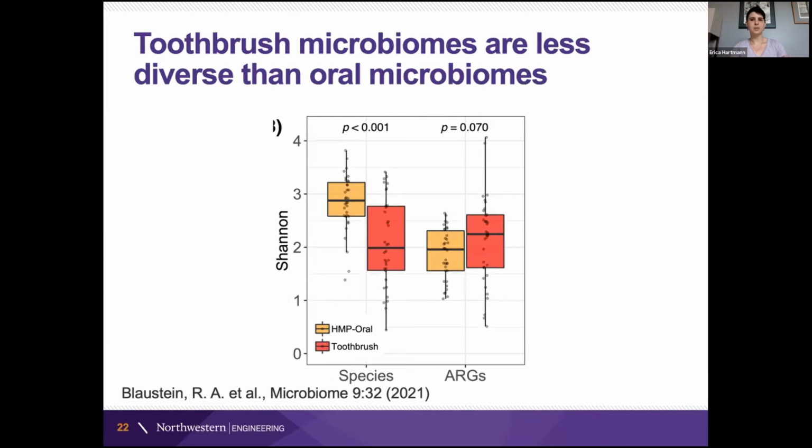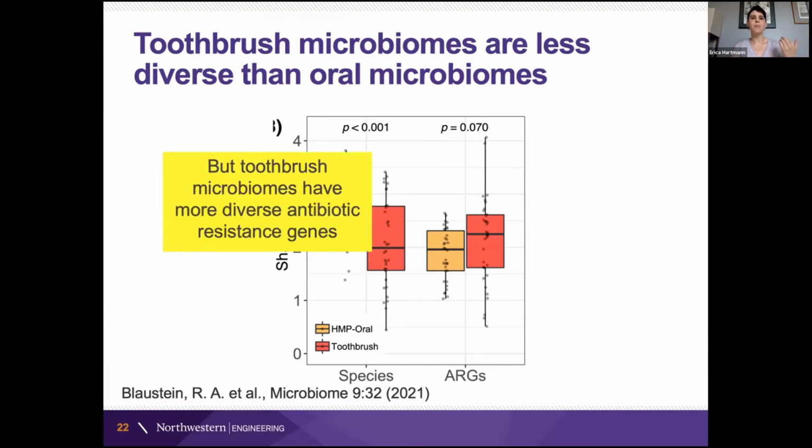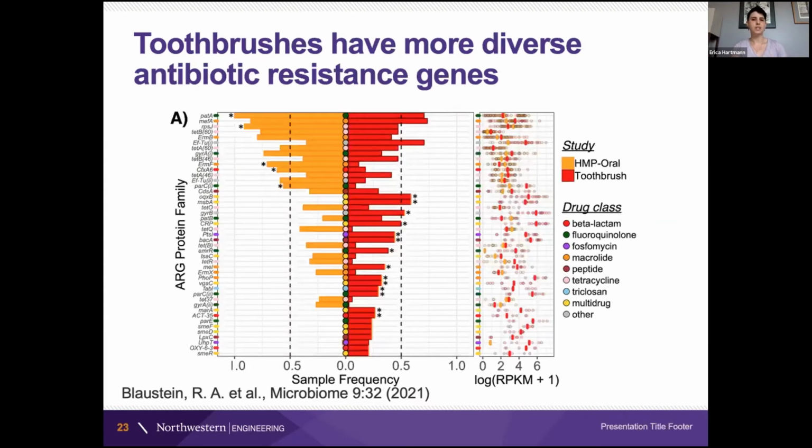Those have somewhat weak but noticeable impacts on the diversity of the toothbrush microbiome. But one of the things that we also noticed is not just that toothbrushes are less diverse, but they have more diverse antibiotic resistance genes. We thought this was really interesting, that we're having a decrease in overall taxonomic diversity, but an increase in diversity of antibiotic resistance genes. So what's driving that? Where are those antibiotic resistance genes coming from? We can go back to our data set and look at the antimicrobial resistance genes that are present in the human mouth as determined by the Human Microbiome Project, and those that we find on toothbrushes.